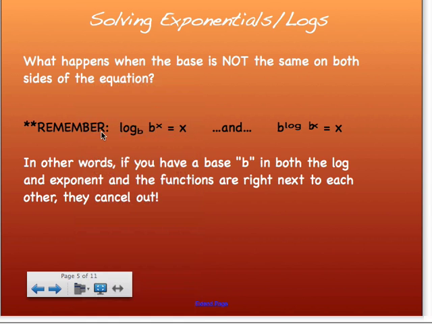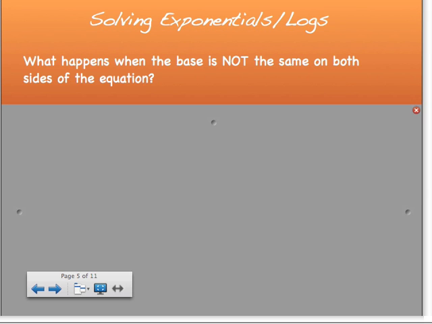Now, what happens when the base is not the same on both sides of the equation? I'm not talking about the ones we just did, where we can manipulate the sides to make them look the same. What if it physically isn't possible?